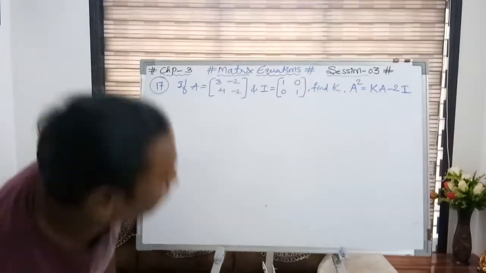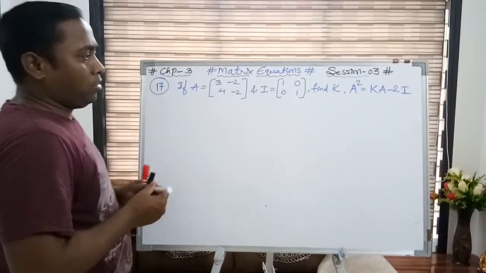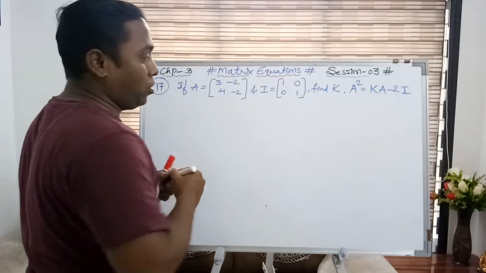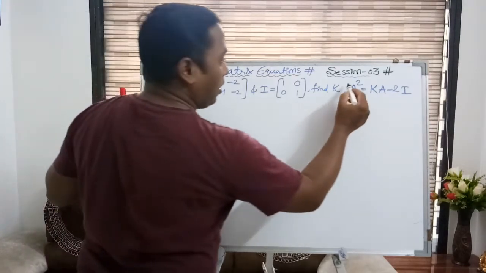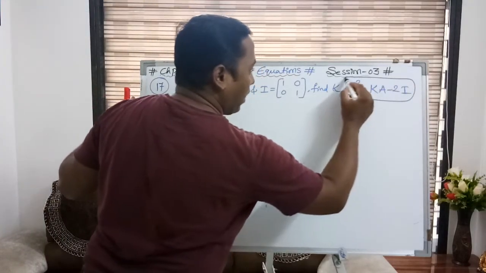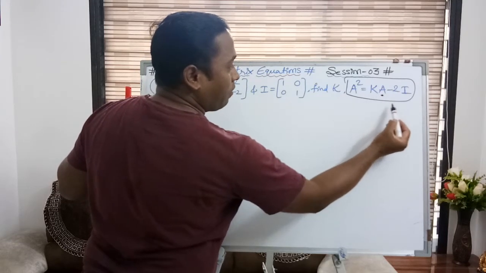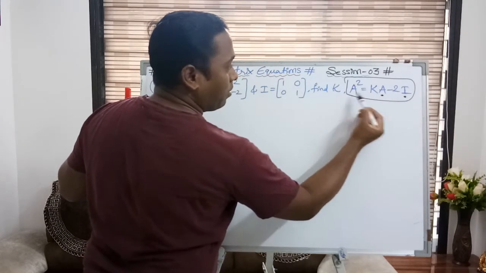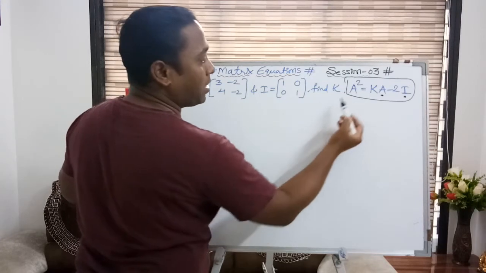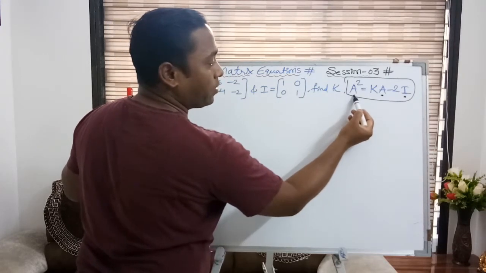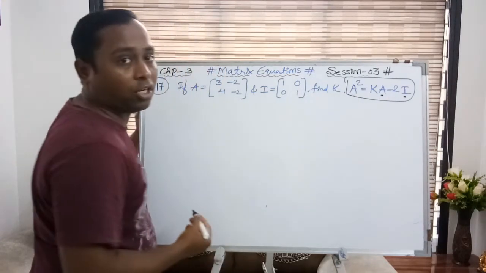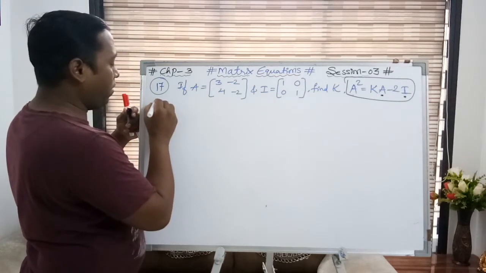Now, first, to use this equation, you can see which parameters are required. A is already given, I is already given, that is ultimately the identity matrix. Now we are looking for A square. First we will find A square, then we will go for the equation. And you know how to find it.